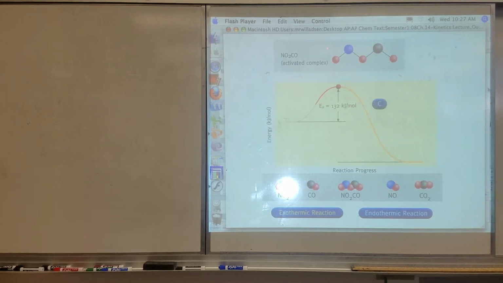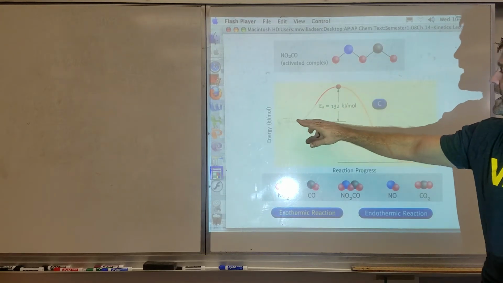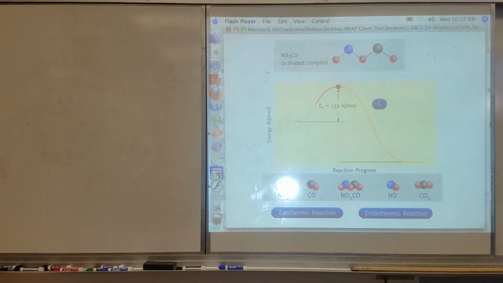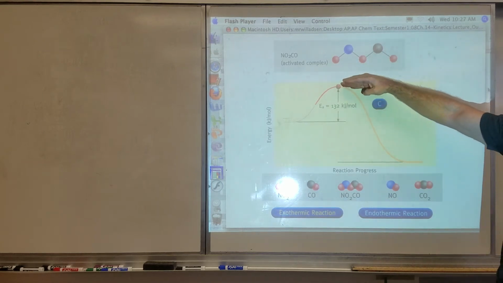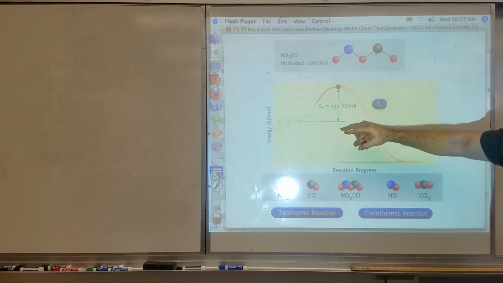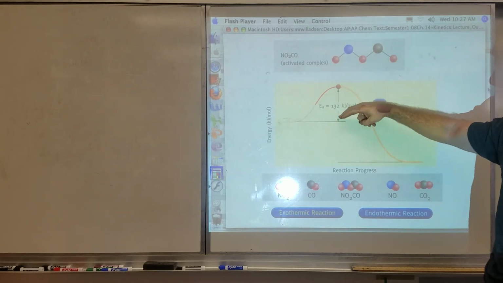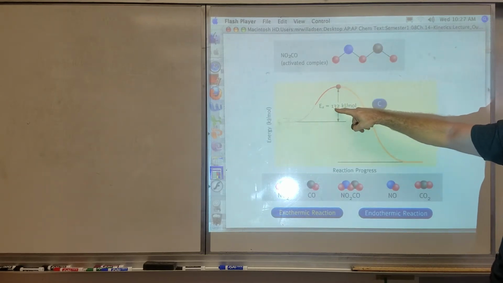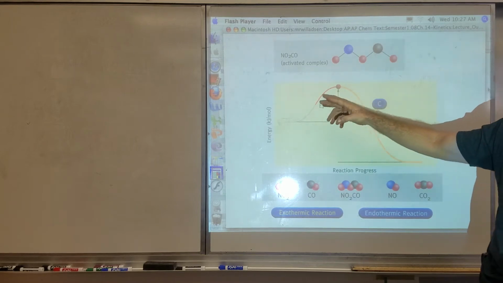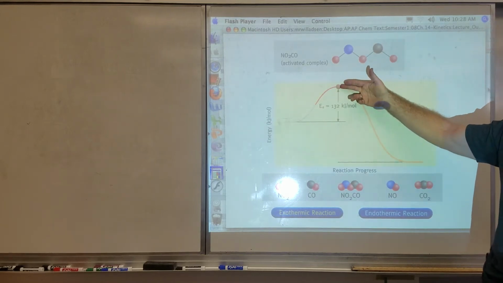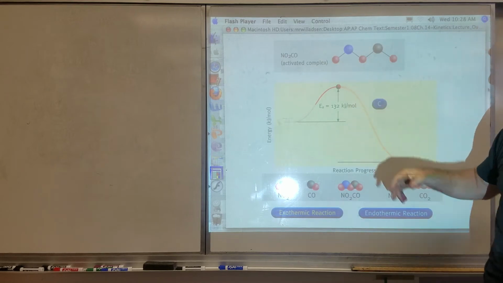So you guys see this is called the activated complex. So in the reaction, this has to form in order for the reaction to occur. But you'll notice that this is neither a reactant nor a product, it's just an intermediate. And then you can see it's at its highest energy state. And therefore, the energy necessary to produce this activated complex, that is the activation energy. So it requires 132 kilojoules for every mole of our reactant species in order to produce NO2CO, okay?